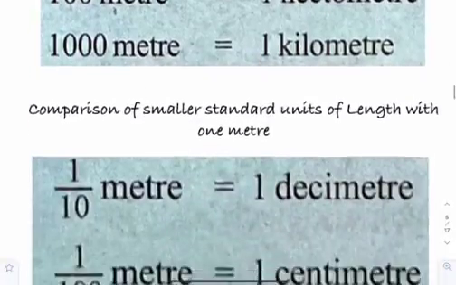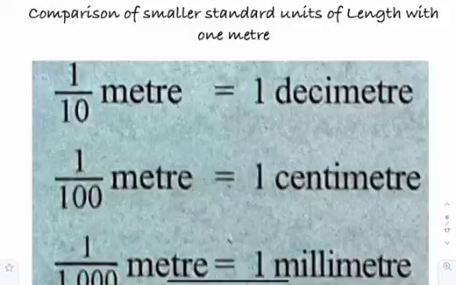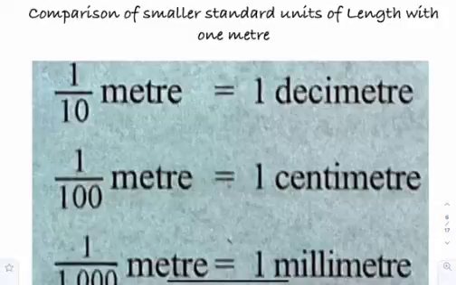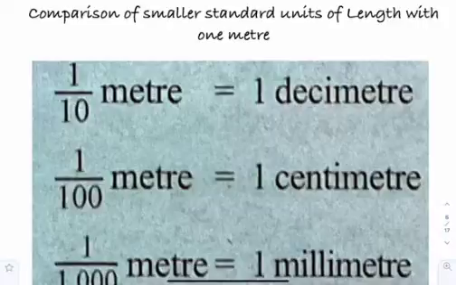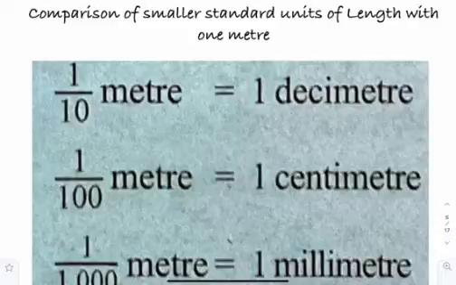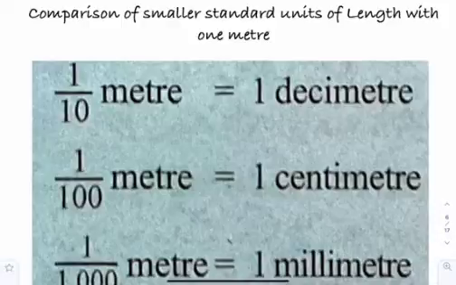Now comparison of smaller standard units of length with 1 meter. Earlier we came to know about the comparison of greater standard units of length with 1 meter. Now this is smaller standard units of length with 1 meter. Here 1 by 10 meter is nothing but 1 by 10 of 1 meter, which is equal to 1 decimeter. Did you all understand, children? Because deci is nothing but 1 by 10.